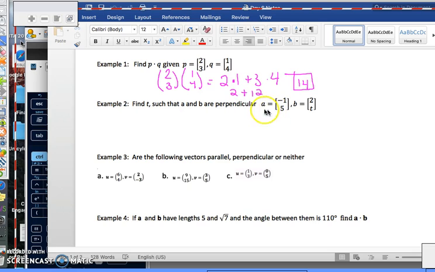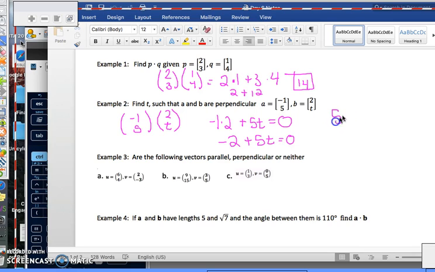So we need to find t so that A and B are perpendicular. So negative 1, 5 times 2 and t. So if they're perpendicular, the dot product is 0. So negative 1 times 2 plus 5t has to equal 0. So negative 2 plus 5t equals 0. So 5t equals 2, so t would equal 2/5.